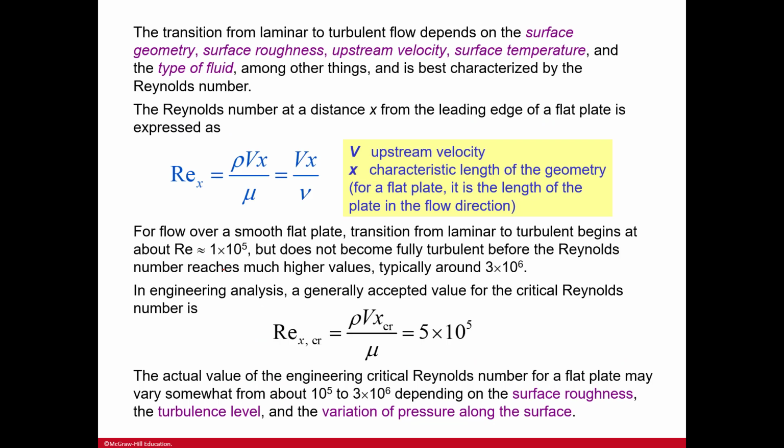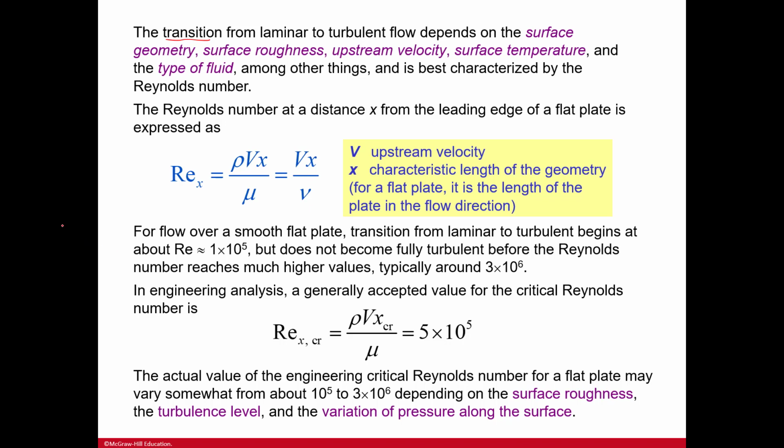So here, when we're talking about when we transition, right, you have that transition period. When you transition from laminar to turbulent flow depends on the surface geometry, surface roughness, upstream velocity, surface temperature, and the type of fluid. All of those things and others decide when we are going to move out from that laminar flow into that turbulent flow and when we are going to experience that transition period.